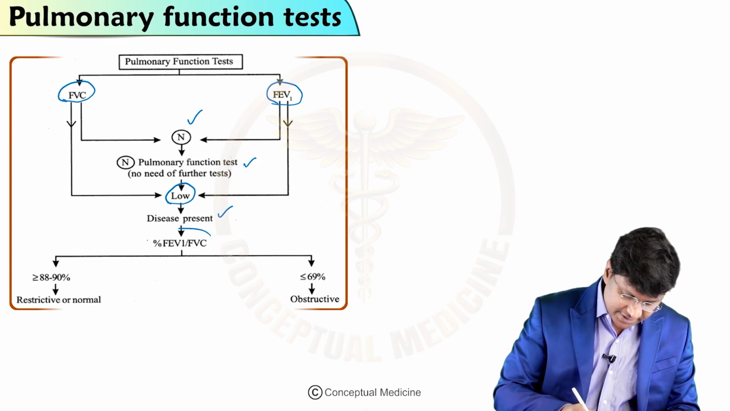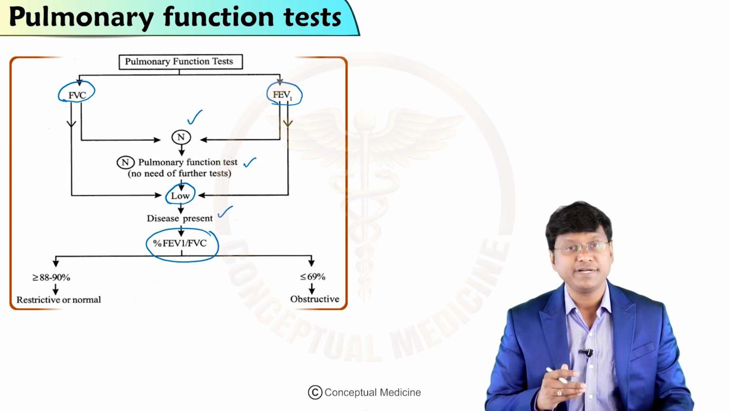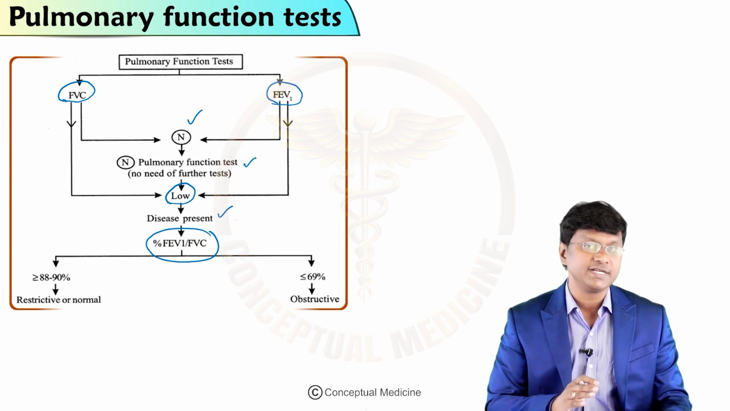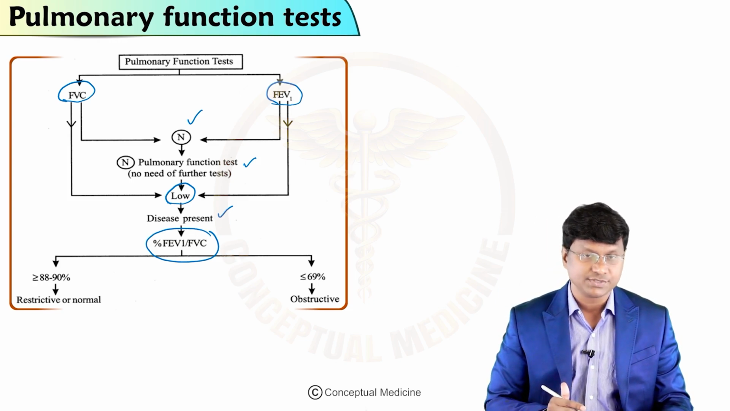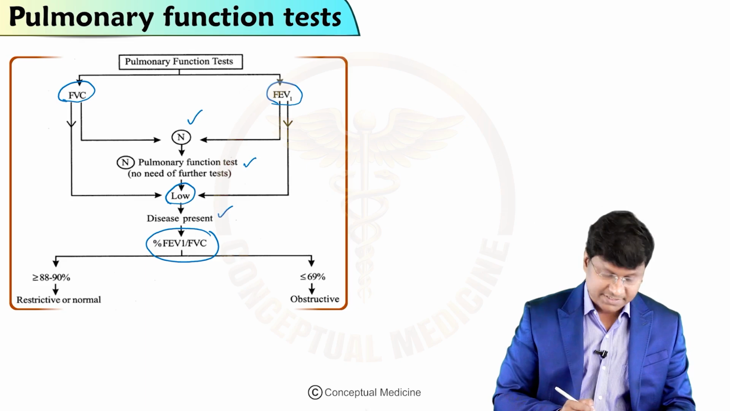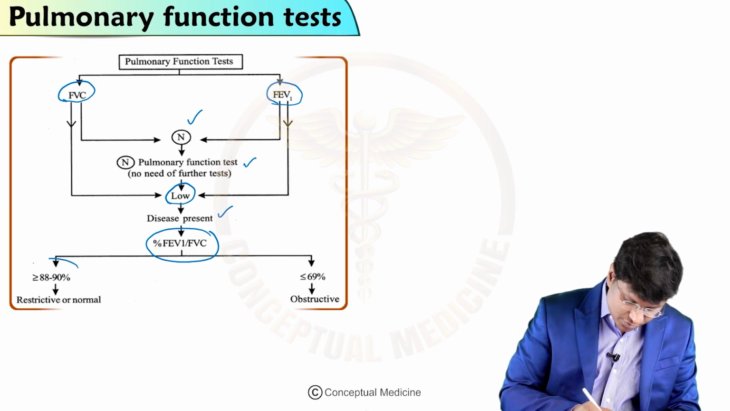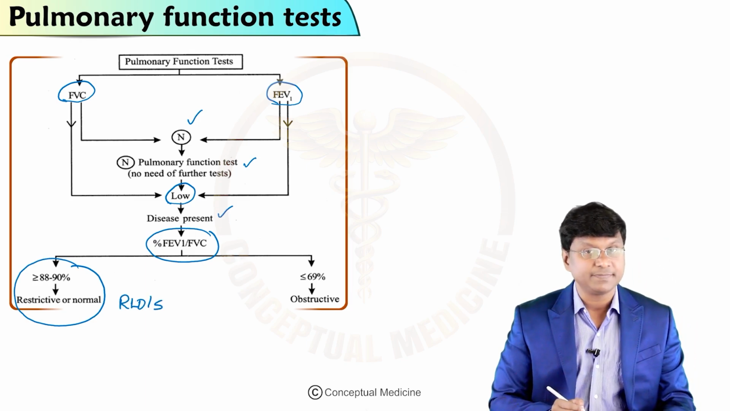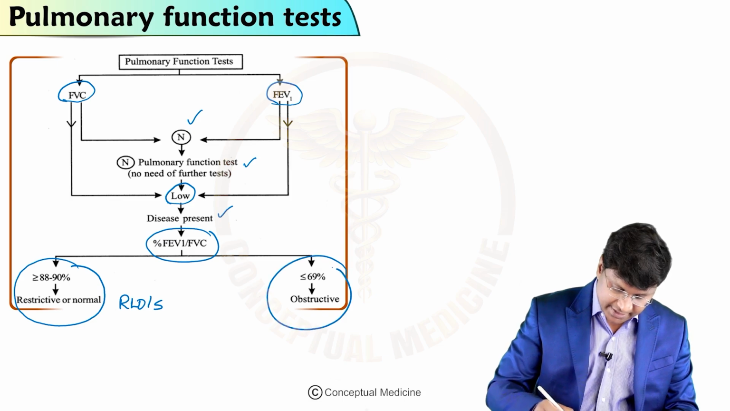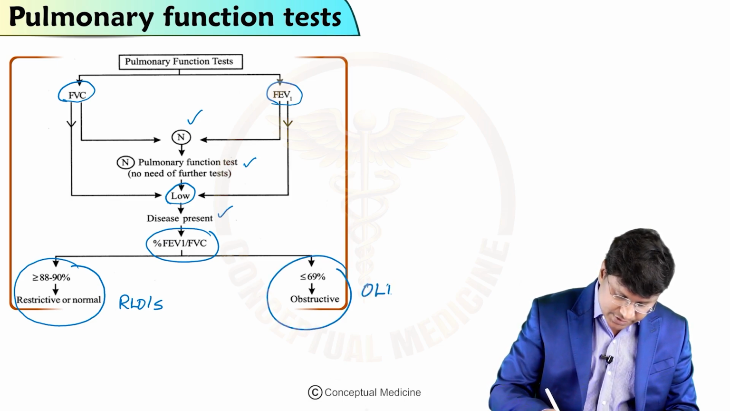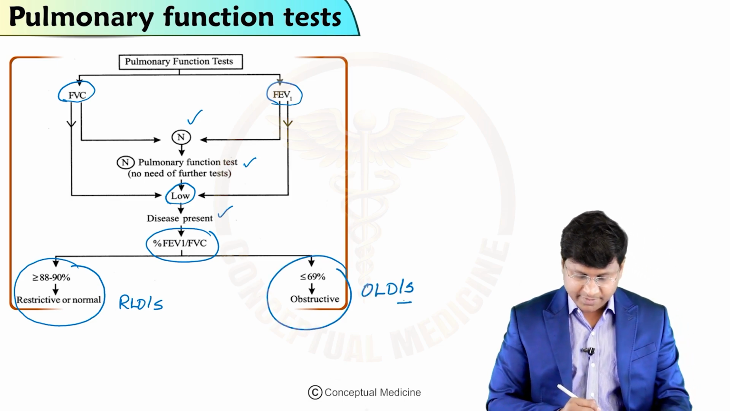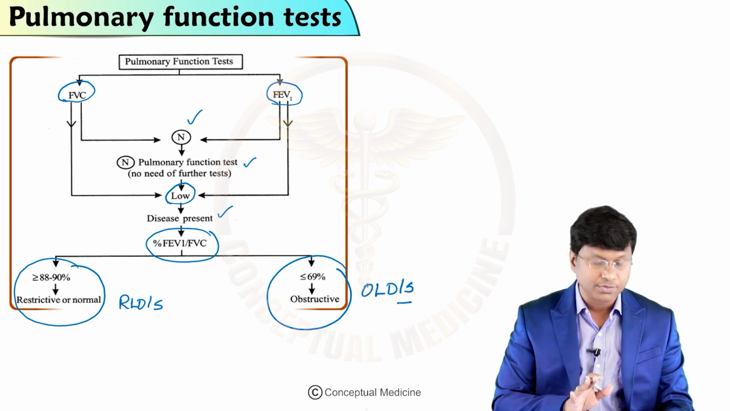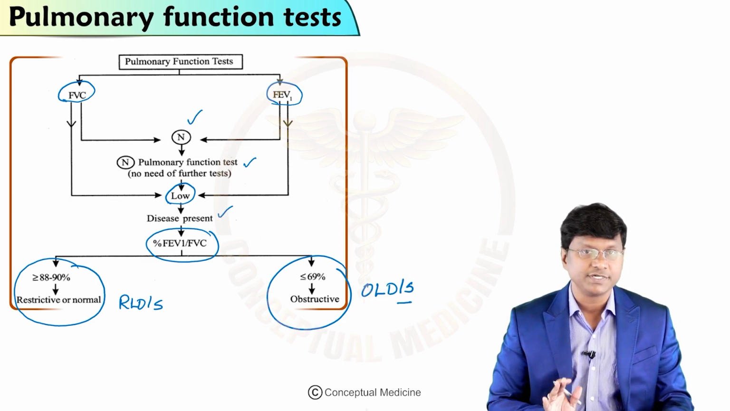What is FEV1 percentage? That is the measurement of FEV₁ by FVC. That is what is called FEV₁ percentage. And in the FEV₁ percentage, suppose it is normal or increased, then it will be restrictive lung disease. And if your FEV₁ percentage is reduced, then it will be your obstructive lung disease. Right? Then it will be your obstructive lung disease. So this is about the interpretation of pulmonary function test.